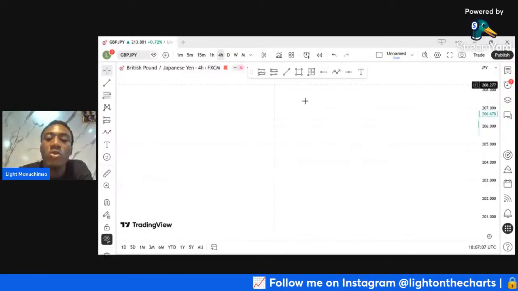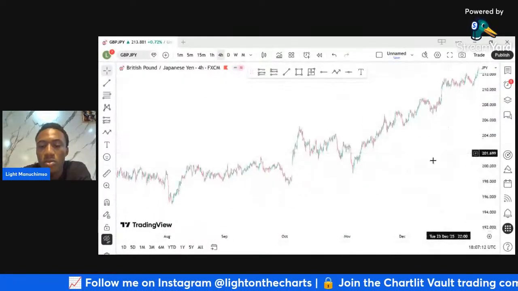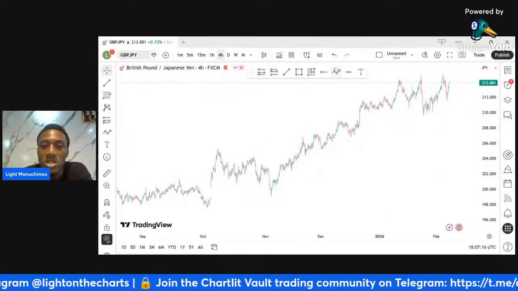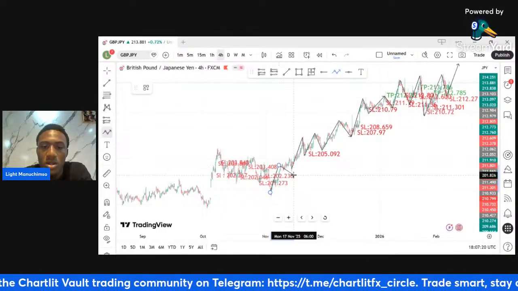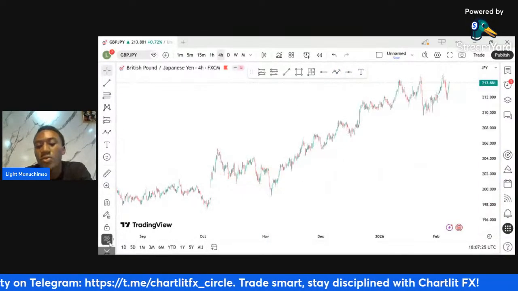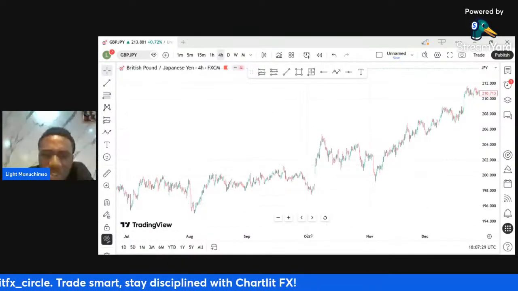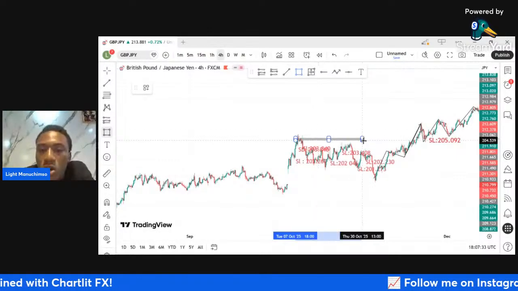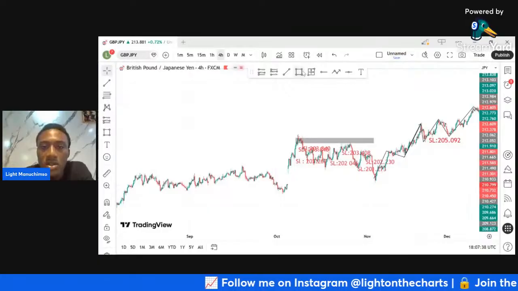If I go down to the 4 hour time frame now, let's see the bigger picture. You can see this is the bigger picture. This is what's happening. This is where the uptrend started from. Now, before the uptrend, there's a market structure I'm seeing right here, and it's the ranging market structure. I don't know if you can see it clearly.